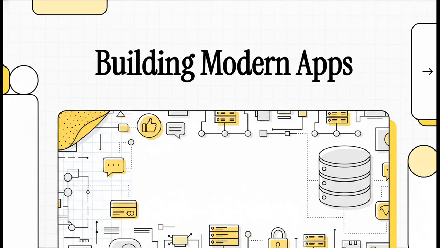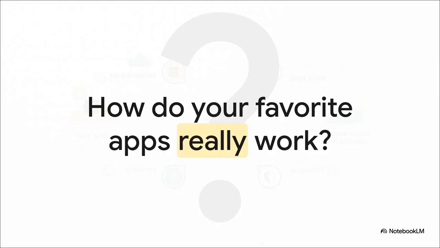In this explainer, we're going to peel back the layers on how these modern apps get built, starting with the big picture blueprint and then diving deep into its absolute heart, the database. So yeah, let's get into it. So for real, how do they work? It's all about a really well-designed system of different parts talking to each other.